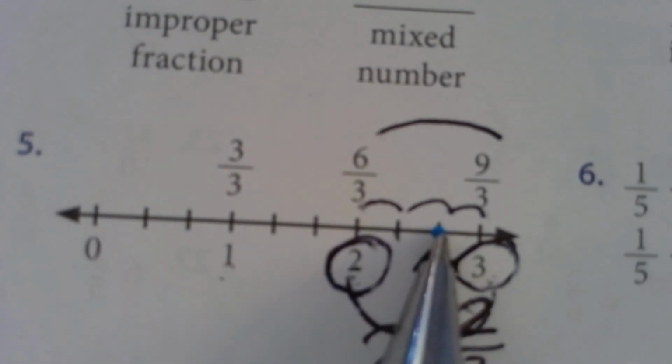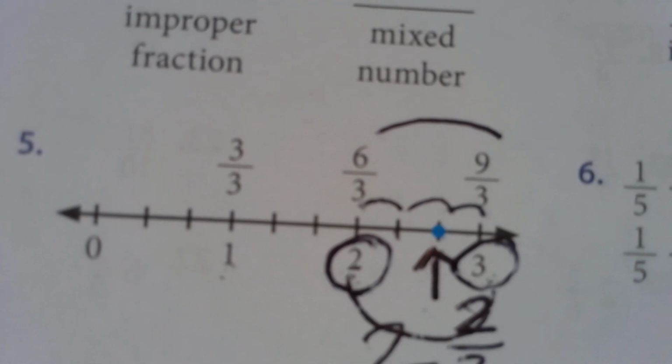There are lines in between the 2 and the 3. I have to pass all of those to get from 2 to 3. Give me a thumbs up if you are with me.